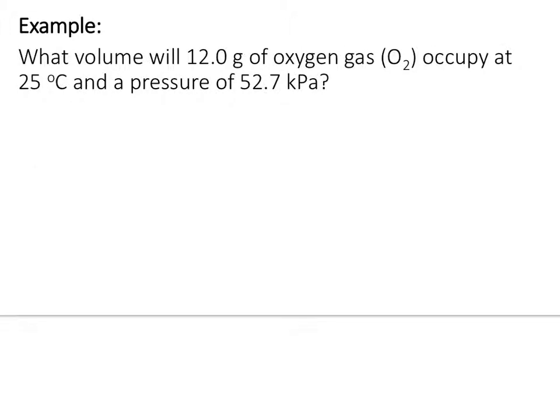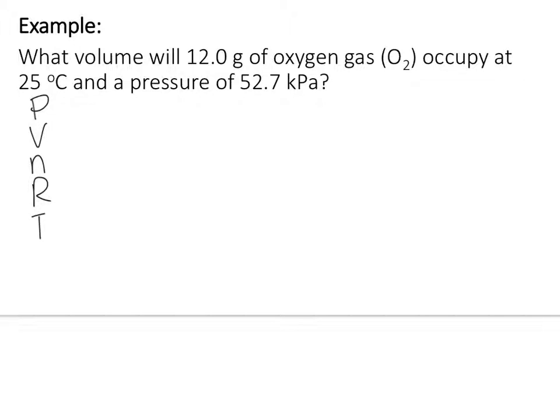All right, last example. What volume will 12 grams of oxygen gas occupy at 25 degrees Celsius and a pressure of 52.7 kilopascal? Keep in mind, PV=nRT needs atm, liters, moles, 0.08206, and Kelvin. That's not moles. Get it to moles. That's not atm. Get it to atm. All right, welcome back. As usual, PV=nRT. Well, more so, write PV=nRT.